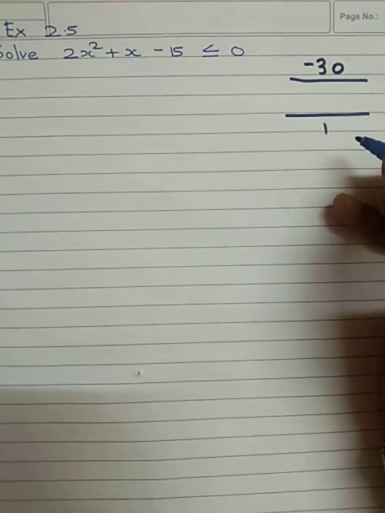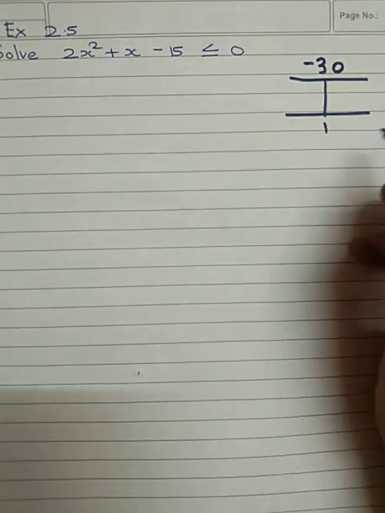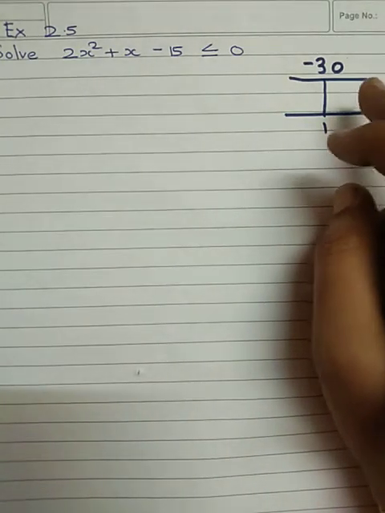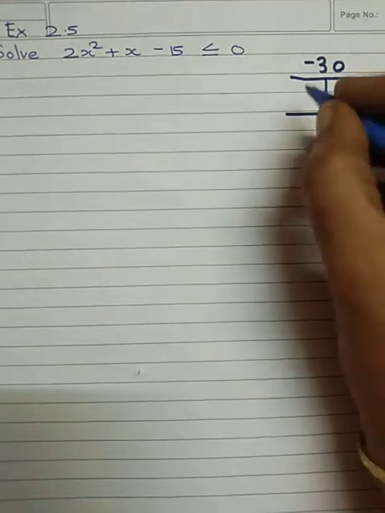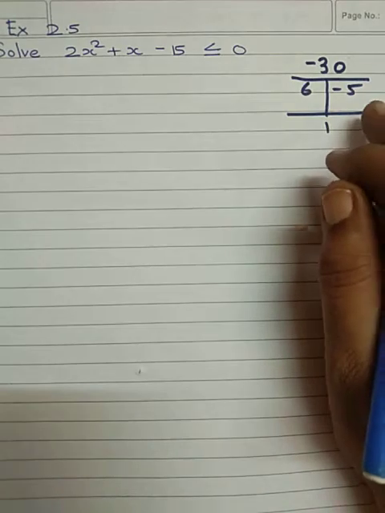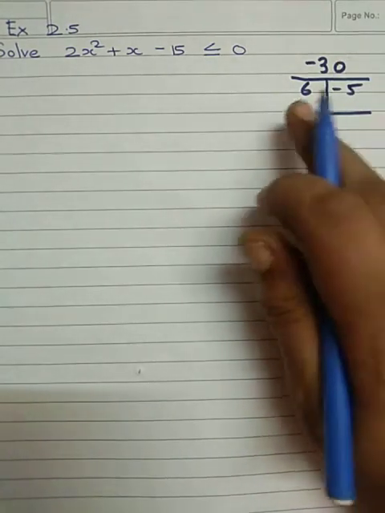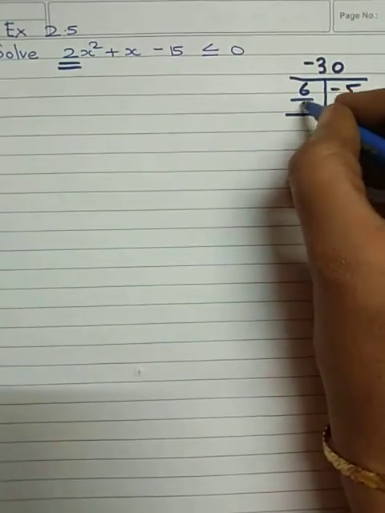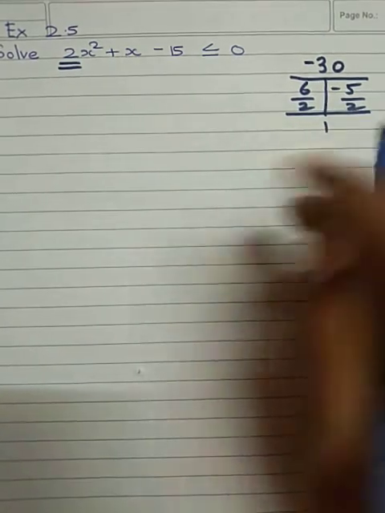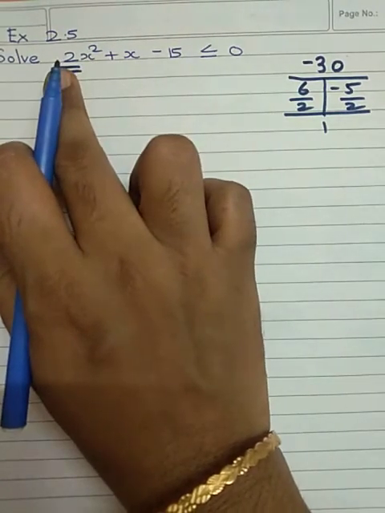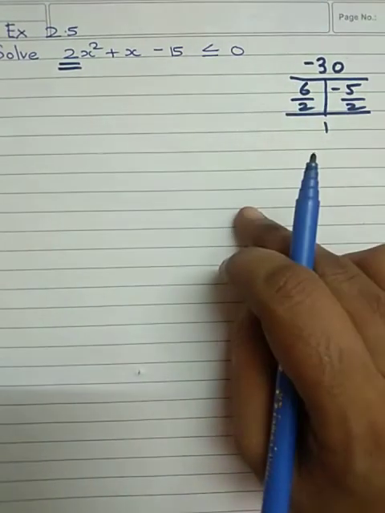So you have to find out the two numbers such that if you multiply, we get −30, and if you add, you get 1. The numbers should be 6 and −5. 6 into −5 is −30, and 6 minus 5 is 1. Since the coefficient of x² is 2, let me divide the two numbers by 2.